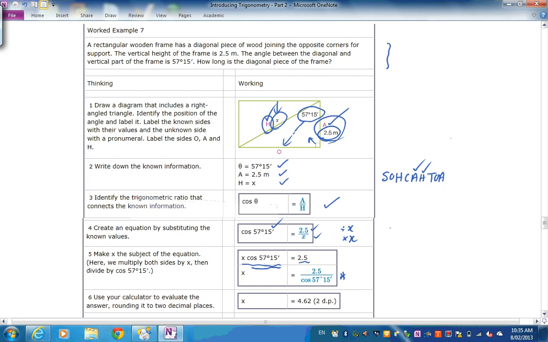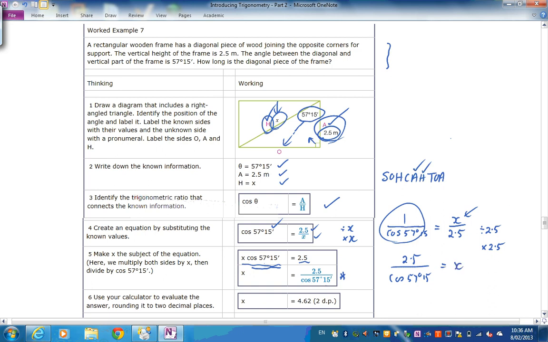Or alternatively, let's go over here. Cos of 57 degrees 15. Let's put that as the reciprocal and find the reciprocal of the other side, which means you'll turn upside down. So x is now on top. X has been divided by 2.5 to get our answer over here. So to get x back again, we'll multiply by 2.5 and have this thing here equals x.